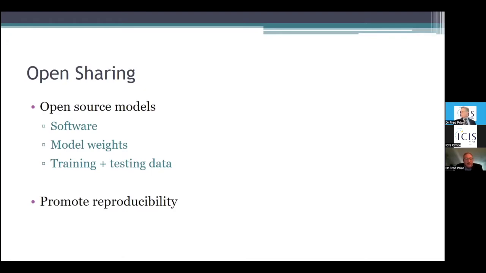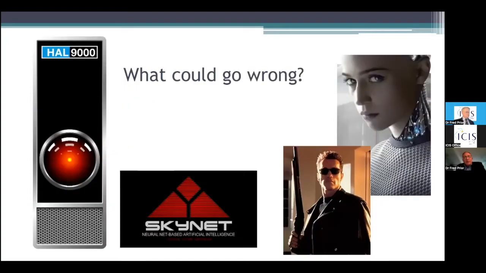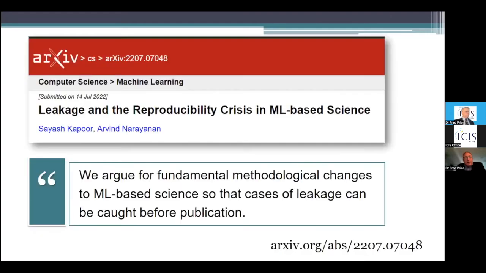And obviously there are issues often with being able to share data across institutions. There are, however, some techniques where one can place the data into a repository so one can run algorithms on it without actually being able to access the data. But the goal in all of this is to assure the quality of the science by promoting reproducibility. So just with all of this, what could possibly go wrong with AI?